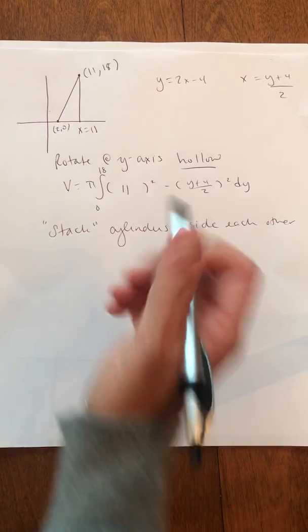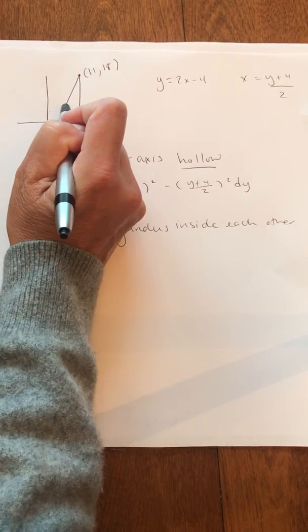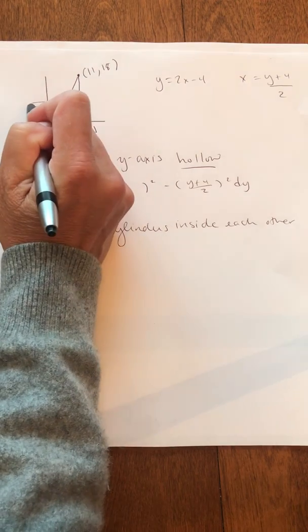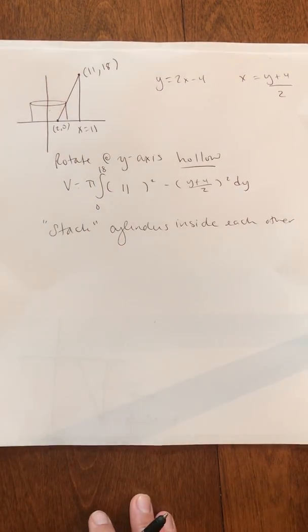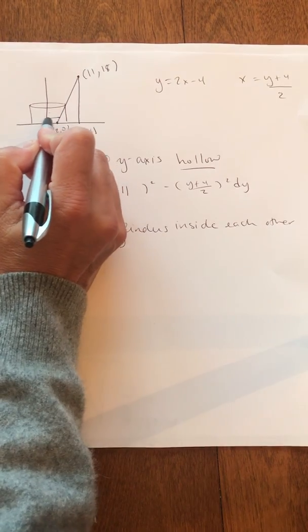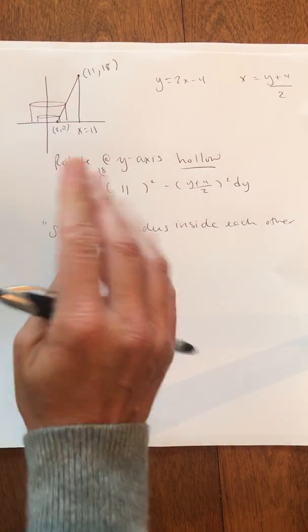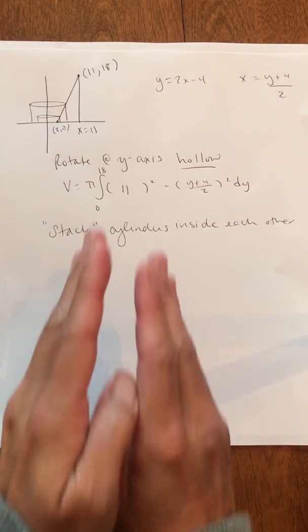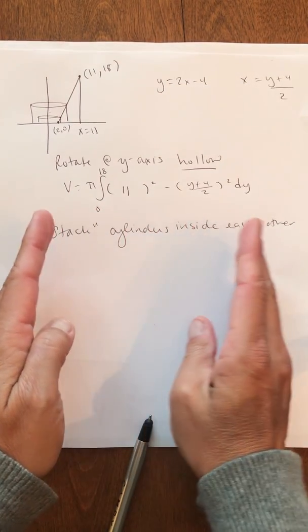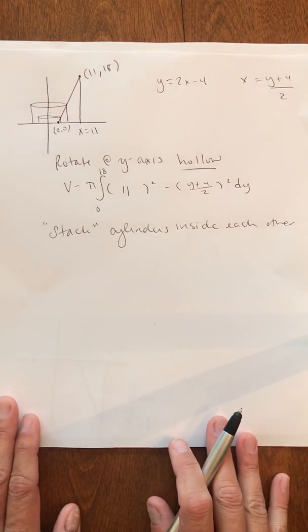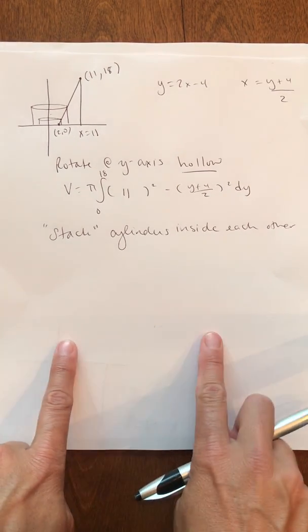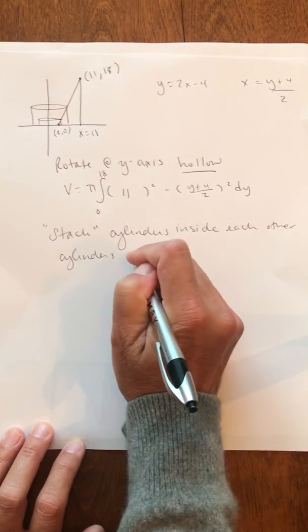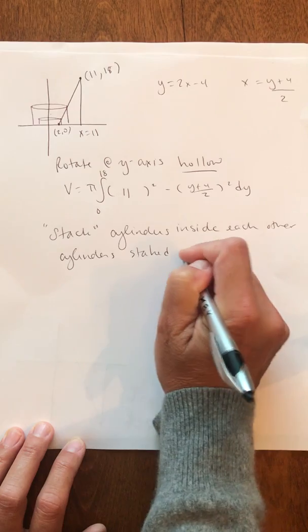So the idea here is we're going to take a cylinder. If I pick an arbitrary cylinder right here, I'm going to have a little cylinder here. And the cylinders are getting both wider and taller as they stack. So the cylinders are stacking this way. And what's interesting is that if they're stacking inside each other this way, the cylinders are getting stacked in the x direction.